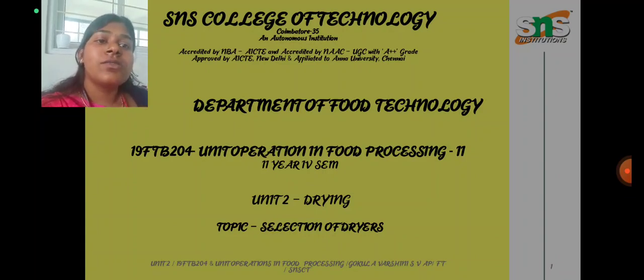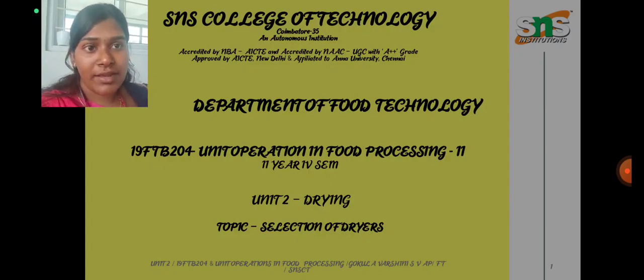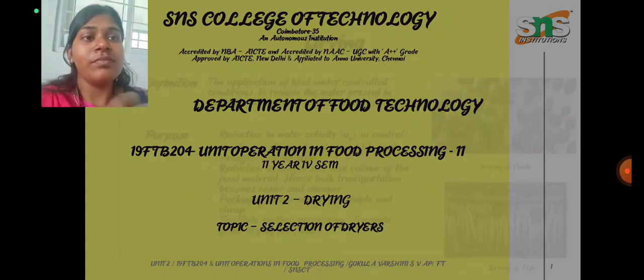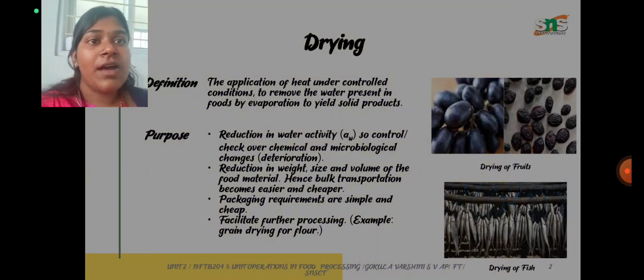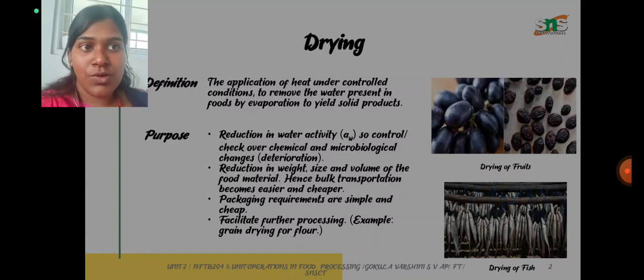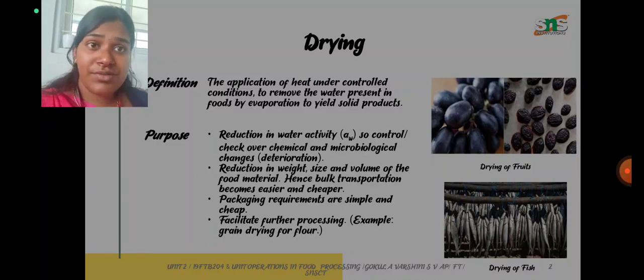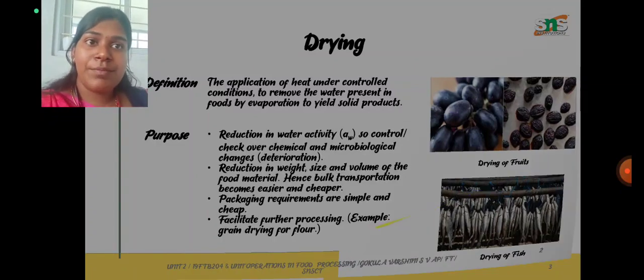Okay, so in the last class we have seen about drying and its purposes, etc. So let us have a quick recall and continue the session further. So first, the definition of drying is nothing but the application of heat under controlled conditions to remove the water present in a food by evaporation to yield solid products. And we have also seen about the purposes of drying and also some of the examples.